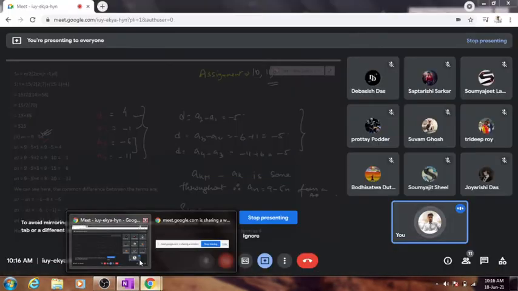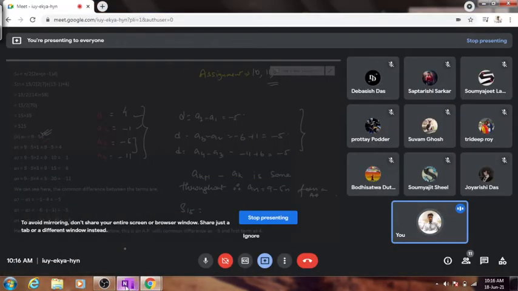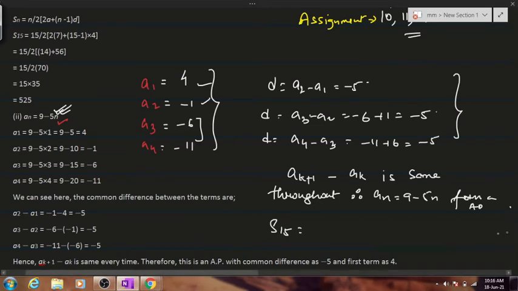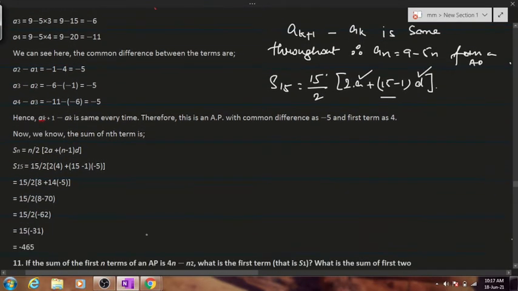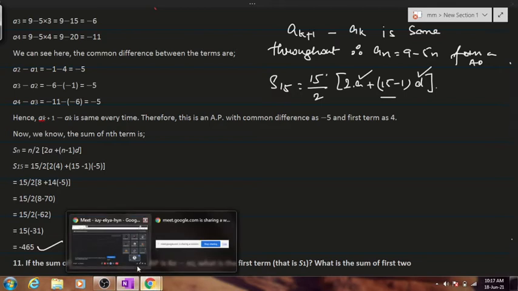Now tell me the sum for the first 15 terms. I need the answer for the first 15 terms in the chat box. Use the formula 15 by 2 into (2a plus (15 minus 1) into d). Clear? d you know, a you know, 15 minus 1 is clear. Tell me the value. Has it come out to be minus 465? Confirm yes or no?